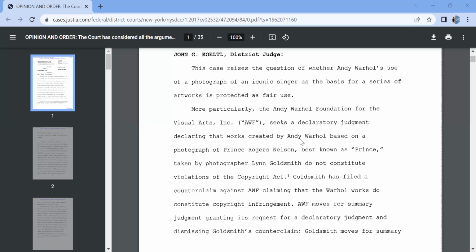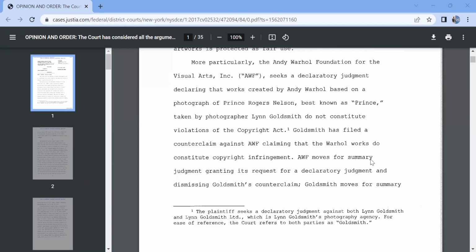More particularly, the Andy Warhol Foundation for the Visual Arts sought a declaratory judgment declaring that works created by Andy Warhol, based on a photograph of Prince Rogers Nelson, best known as Prince, taken by photographer Lynn Goldsmith, do not constitute a violation of the Copyright Act. Goldsmith had feared a counterclaim against AWF, claiming that Warhol's works do constitute copyright infringement.